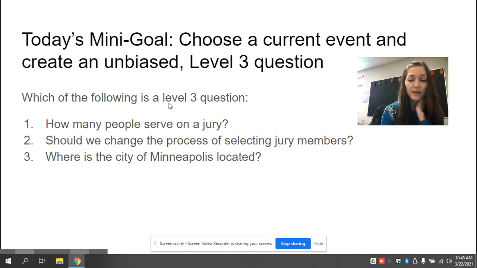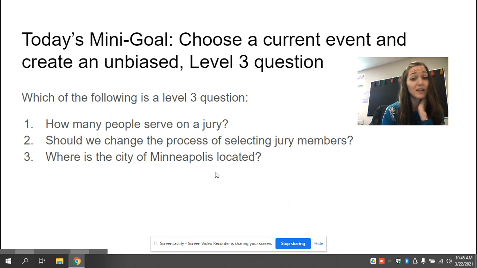Which of the following is a level 3 question? I'll read them out loud, and then you guys take some time to figure out which one is the level 3 question. Number 1, how many people serve on a jury? Number 2, should we change the process of selecting jury members? Number 3, where is the city of Minneapolis located?